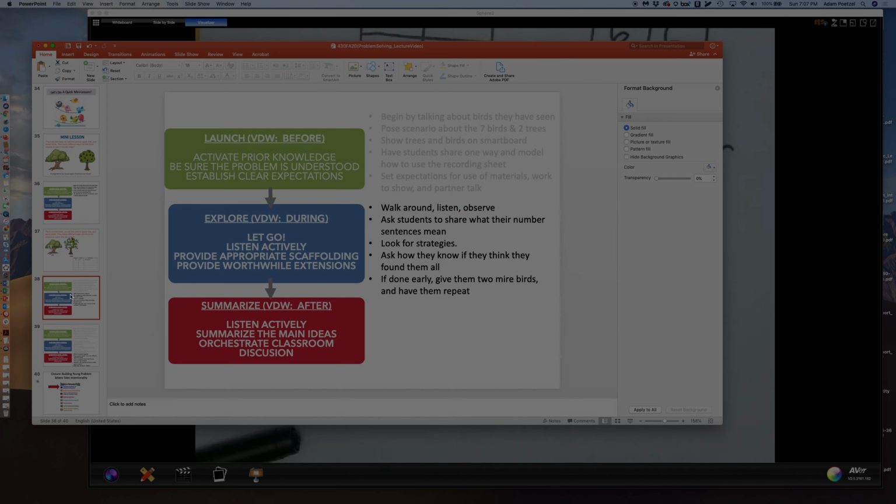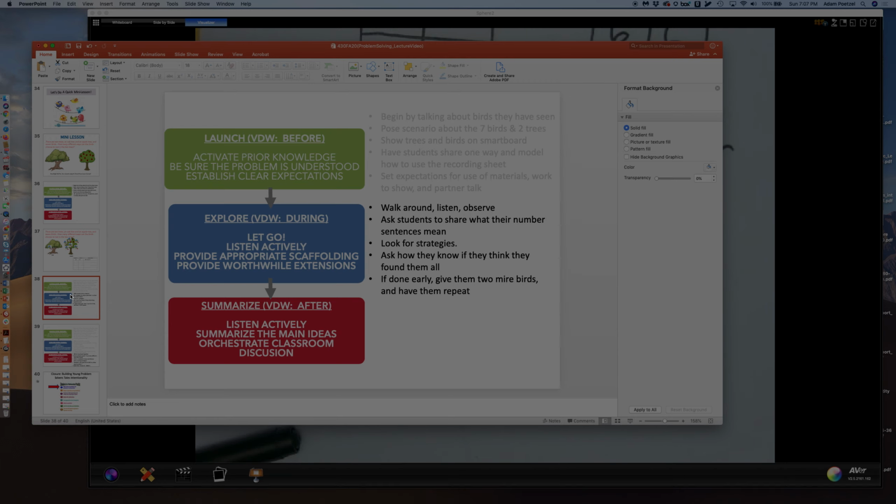Now the kids are working on this, and they've got their cubes and their trees and their charts, and of course I'm walking around, I'm listening, I'm observing. I might ask students to explain, hey, what does this number sentence mean? Can you tell me what does 6 plus 1 equals 7 tell you about the birds? What did that mean to you? I might look for strategies for students that are taking an organized approach and ask them to tell me what they're doing there. Why are they approaching it that way?